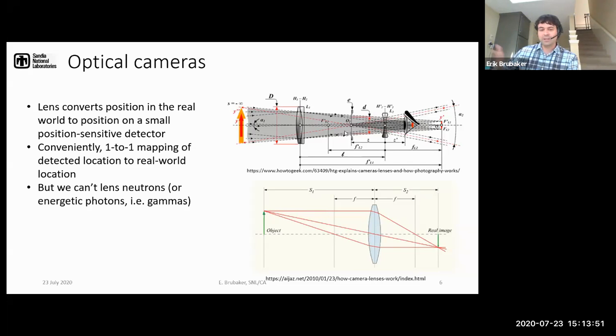But the way that works is by bending the light inside the lens. And that can get very complicated, as you see here in this top picture, but effectively, the key thing going on is that at the interfaces of the lens, where there's a change in index of refraction, light gets bent, and so you can steer it in the direction you want. Unfortunately, that doesn't work for energetic radiation like high energy photons, gammas, or X-rays, or high energy neutrons. So we need different approaches.